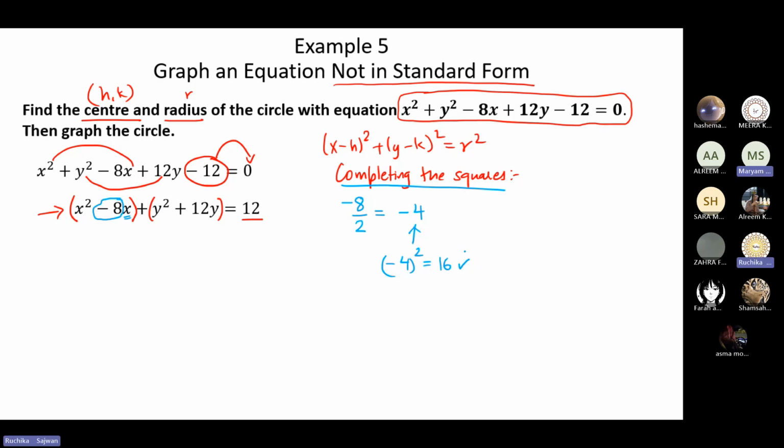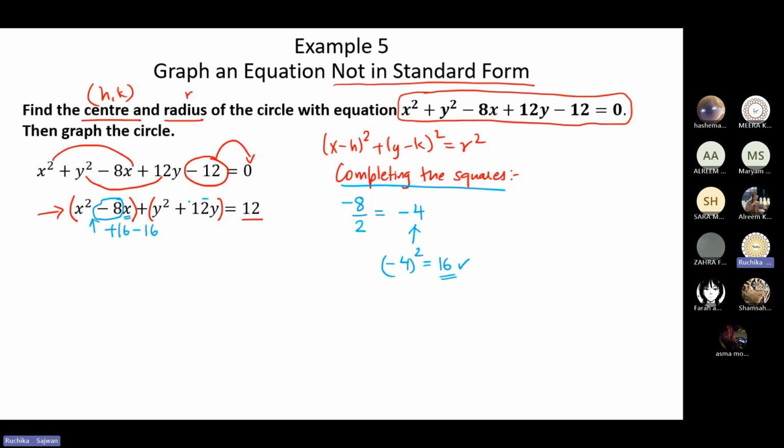Put in the calculator as negative 4 squared. So when you put it in the calculator, make sure you put brackets, otherwise it will give you the wrong answer. It should be plus 16, not minus. Now we know this 16 is the number which will be added and subtracted. So I add 16, I subtract 16 for this x bracket.